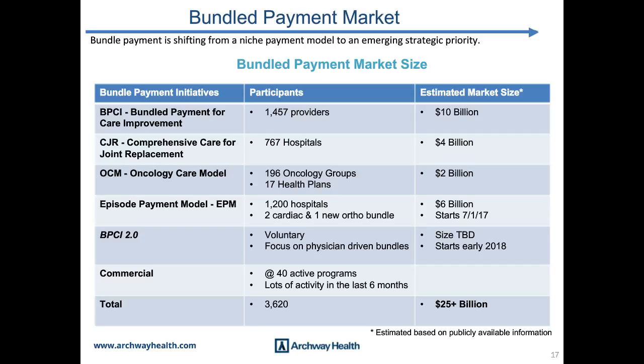Our estimates and discussions with Medicare and looking at the information, that's about a $10 billion market right now in terms of total spend. CJR, there are 767 hospitals across the country in that program. It's about a $4 billion market. Oncology care model, there are 196 oncology organizations participating in that as of July 1st. And then the episode payment model, the cardiac program, it starts next year. There will be about 1,200 hospitals in 98 markets participating in that. CMS announced that's about a $6 billion program that they estimate.